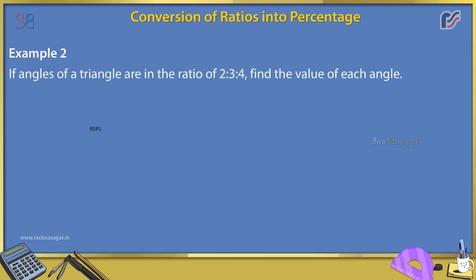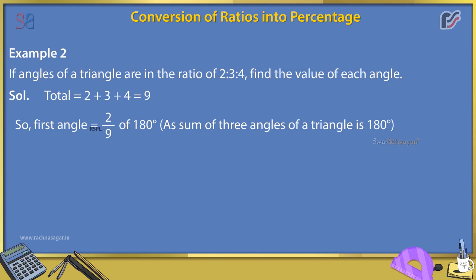Example 2. If angles of a triangle are in the ratio of 2:3:4, find the value of each angle. Solution. Total is equal to 2 plus 3 plus 4 is equal to 9. So, first angle is equal to 2 by 9 of 180 degrees. As the sum of three angles of a triangle is 180 degrees, it is equal to 2 by 9 into 180 degrees, which is equal to 40 degrees.